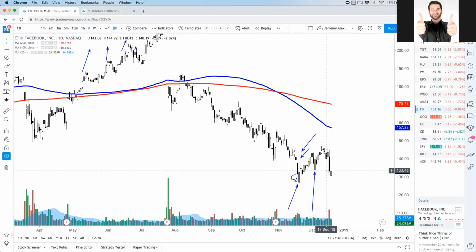So the fact that we closed yesterday below the low of that candle and we're retesting that today tells me unequivocally that Facebook's going to come back down to test this low on the November 20th candle, about 127. Doesn't have to happen today or tomorrow, but it's going to happen.